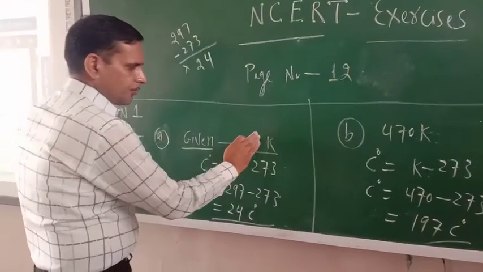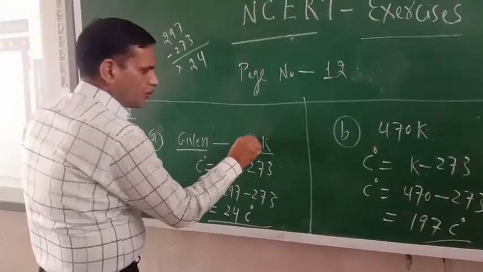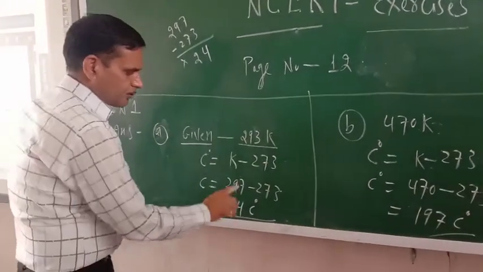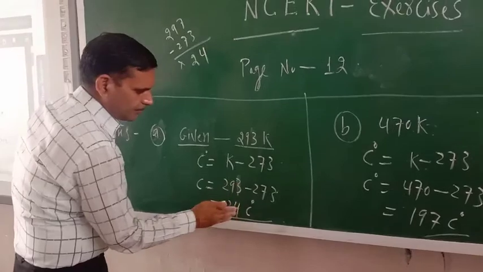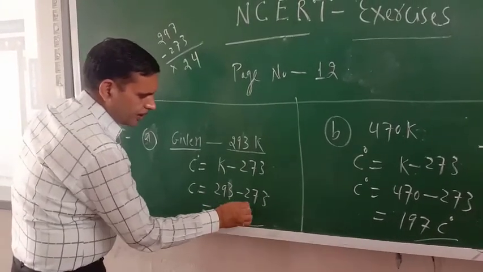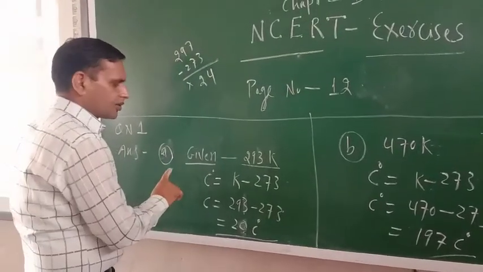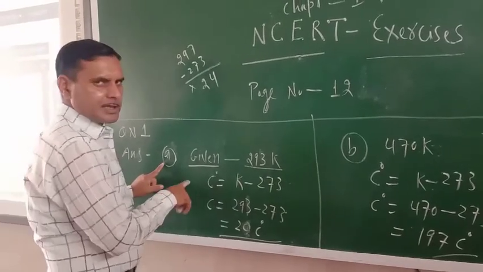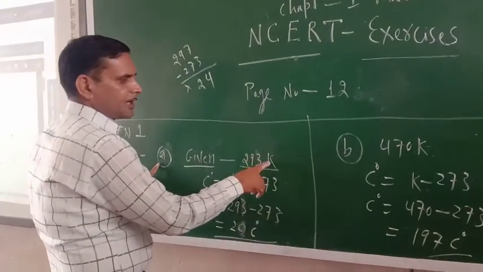Dear cadets, there is one correction. Actually, this is 293 Kelvin. So here 293 will come and the answer will be 20 degrees Celsius. Make the correction in question number 1. The given temperature is 293 Kelvin.